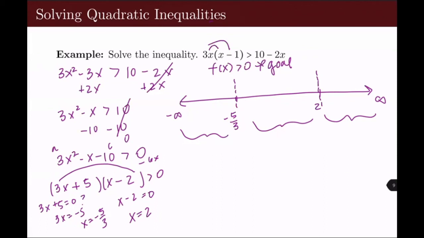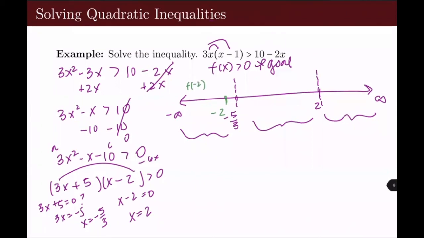For the first interval, I'm going to use negative 2 because that's smaller than negative 5/3. So negative 2 lives somewhere around here. So we want to find f of negative 2. All right, let's figure it out. So that means we'll have 3 times negative 2 squared minus negative 2 minus 10, which is equal to 3 times 4 plus 2 minus 10, which is equal to 12. Let's see, 2 minus 10 is negative 8. So this equals 4. So we have f of negative 2 equals 4.